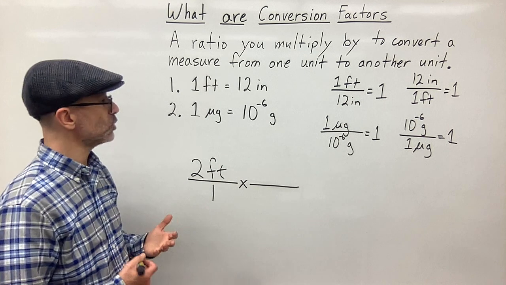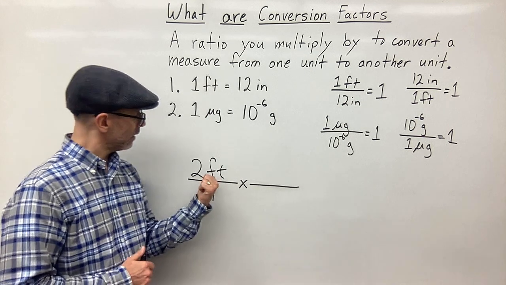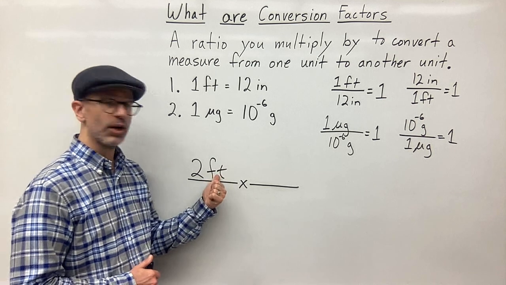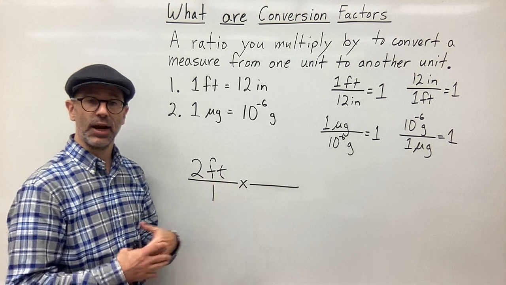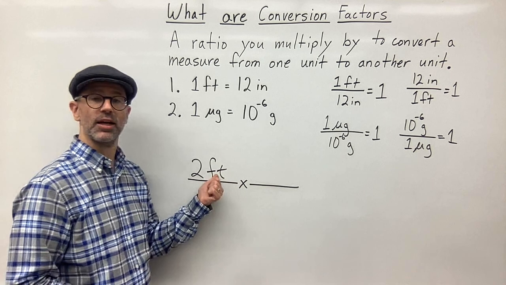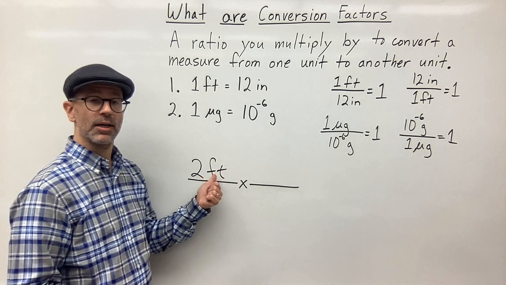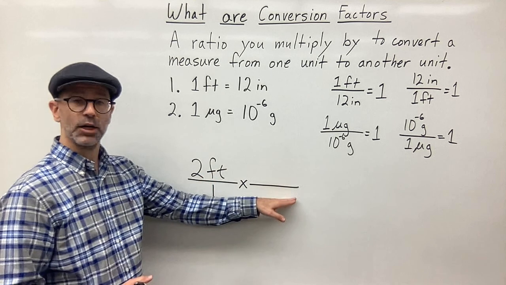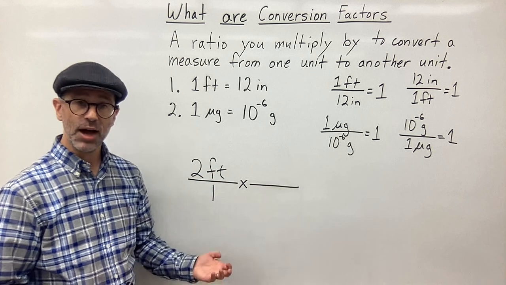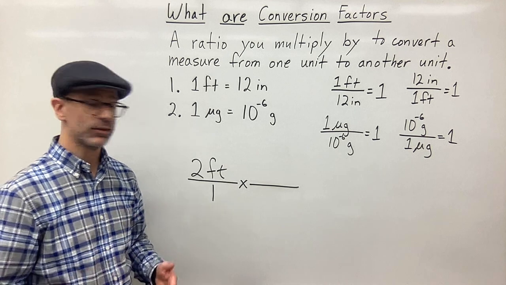Well, the way to determine that is look at the unit you start with. That is not the unit I want. I want to change that unit. I want to convert that unit to inches. So how do I get rid of the unit that's on top? Well, I put it on the bottom of my conversion factor. Why? So they can cancel out. I want to get rid of it. I want to cancel it.